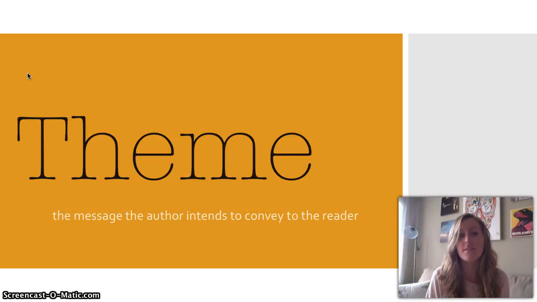A theme is the message that an author intends to convey to the reader. The ability to identify a theme in a text is one of the key tools that a reader can use to understand something. So let's look forward and see how we can find a theme in any given text.